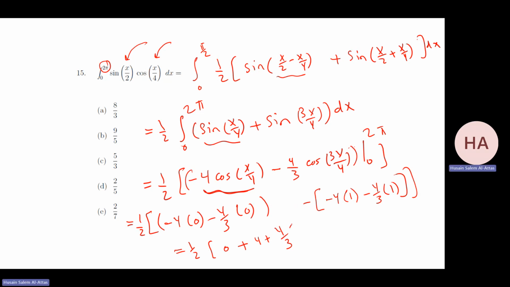And that would be what? Half of 12 plus 16 over 3. That gives me 8 over 3. Sorry, I did not see that. But I think the idea is very clear.